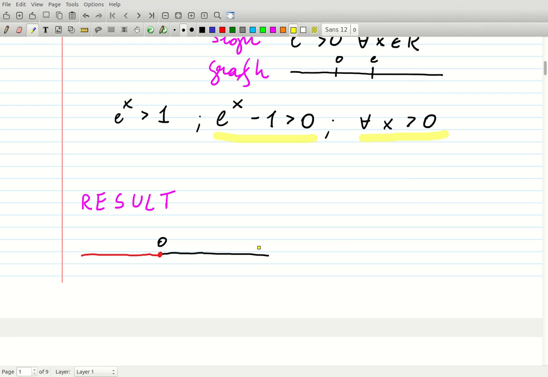This is the positive region, this is the negative region. If x is equal to 0, this function will be null, because e to x will be equal to 1, and 1 minus 1 is 0.